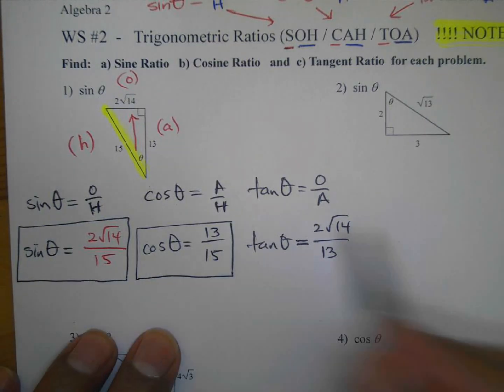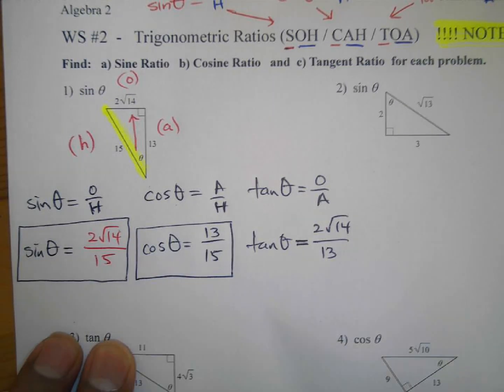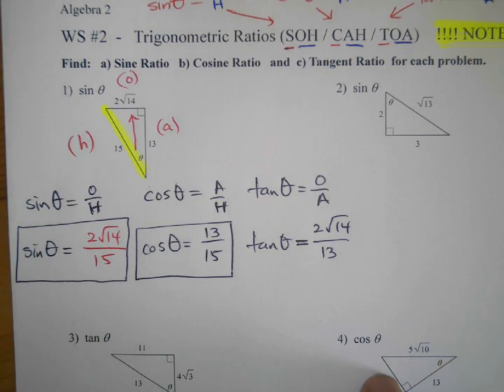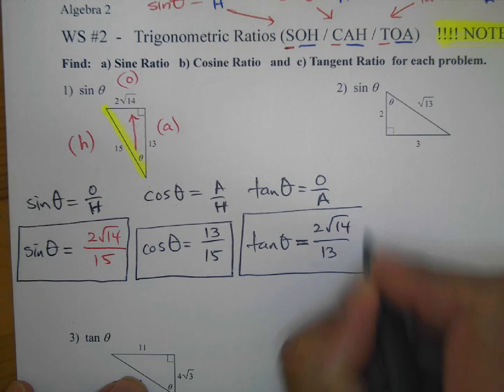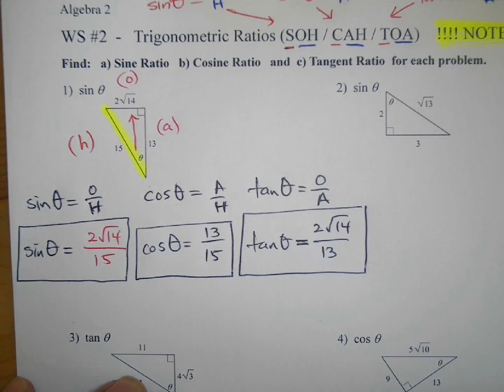All right, this one was pretty easy. The radical was in the top. It was not in the denominator. The other problems are going to have that scenario. We got to fix it. There's nothing to reduce on these whole numbers, so that takes care of number 1.